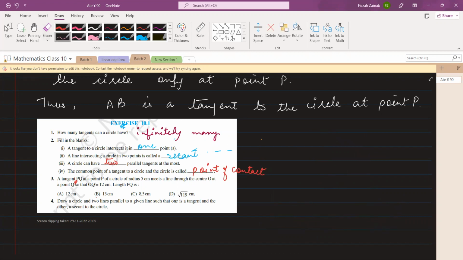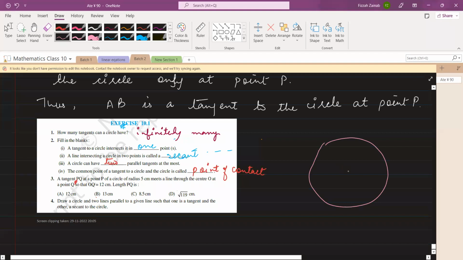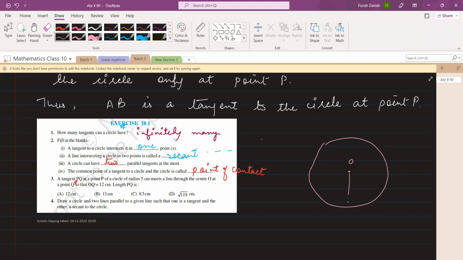Now see here, a tangent PQ at a point P of a circle of radius 5 centimeter. So you have a circle whose center is O and there's a point P. The radius is 5 centimeter. The tangent PQ meets a line through the center O at a point Q, so that OQ is 12 centimeter. The length PQ is what you have to find. How will you find it?